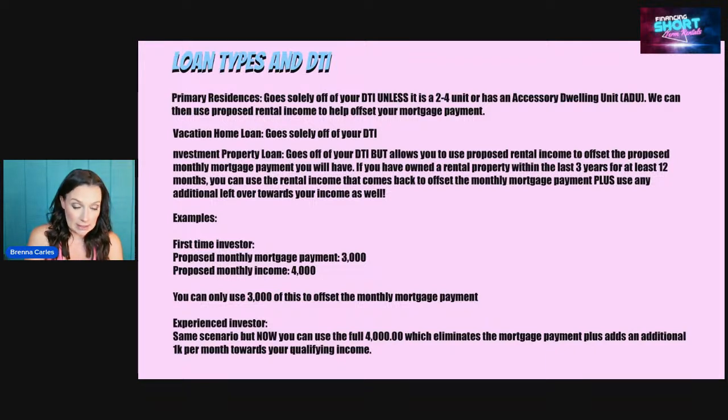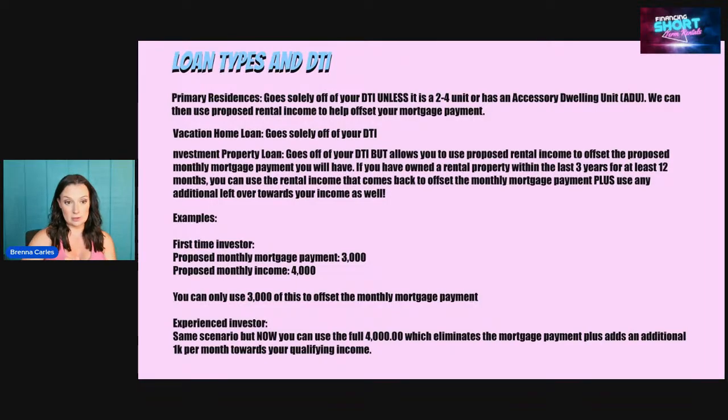Loan types and DTI. Okay, so we've been through the major income types that you can have. What counts against your personal monthly debt? What doesn't? So now let's look at the loan types I mentioned. Primary residences. This goes solely off of your debt to income ratio unless it is a 2 to 4 unit property, like a duplex, or it has an accessory dwelling unit. So some of you out west have a lot of these, ADUs, what they're known as. We can then use proposed rental income to help offset your mortgage payment.